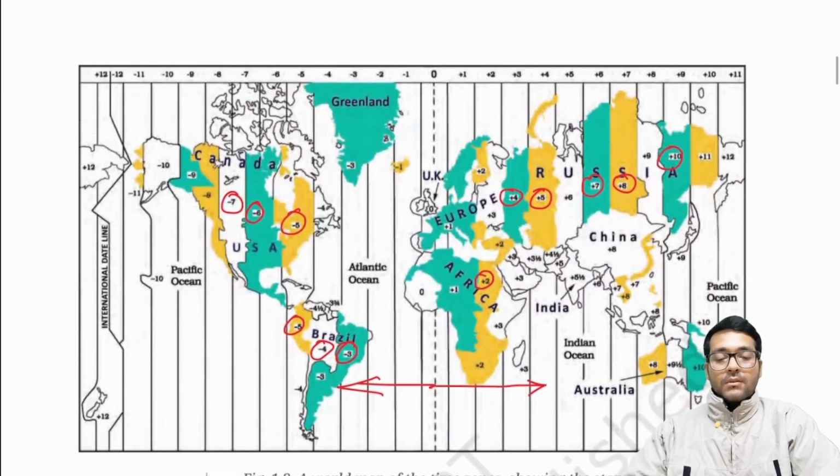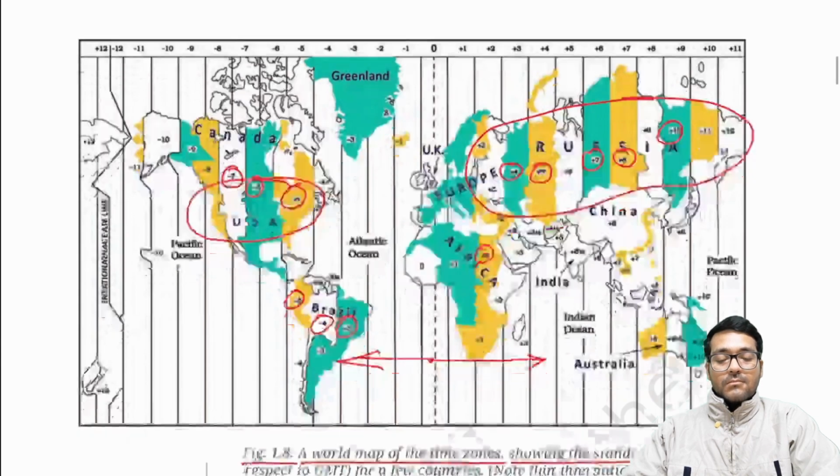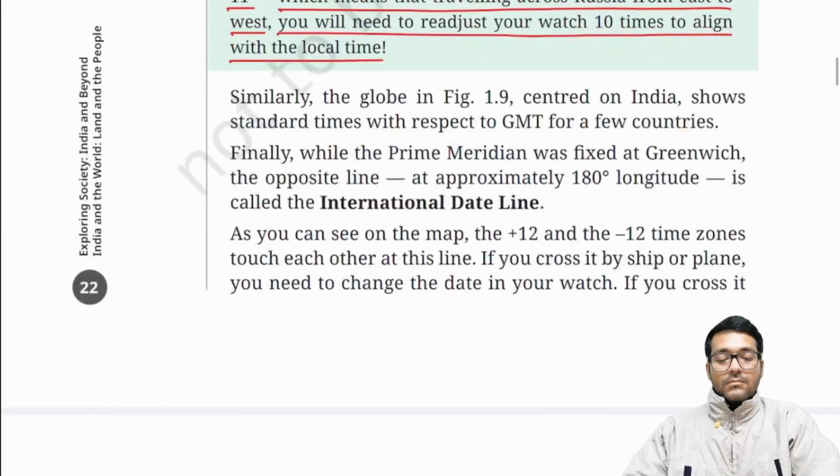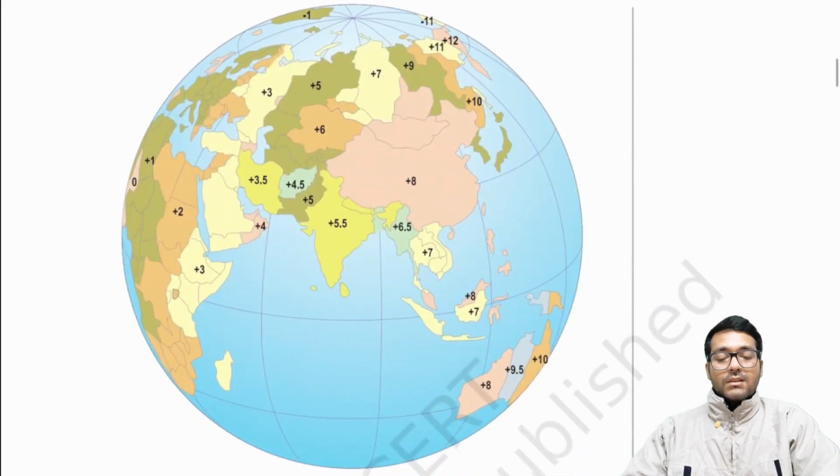You can see 11 time zones in Russia and 6 time zones in USA. Similarly, the globe in figure 1.9 centered on India shows standard times with respect to GMT for a few countries. You can see plus 5.5 written here for India, plus 8 for China, and you can see different time zones for Australia.